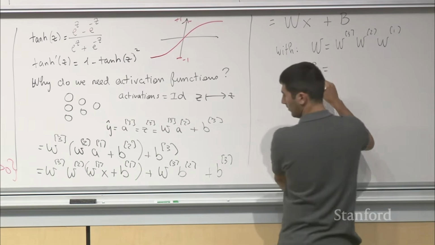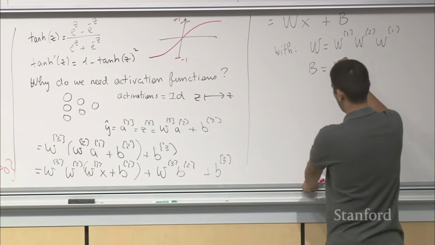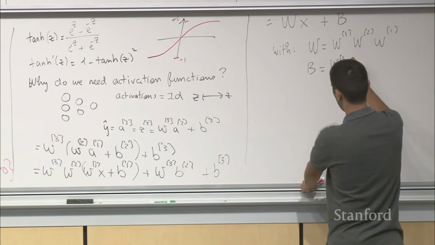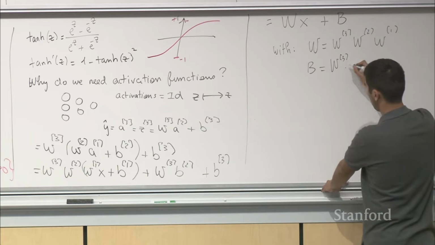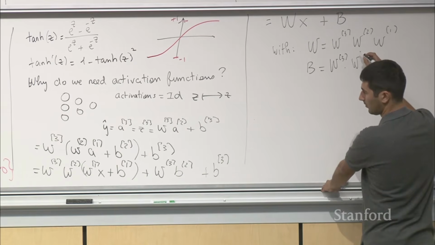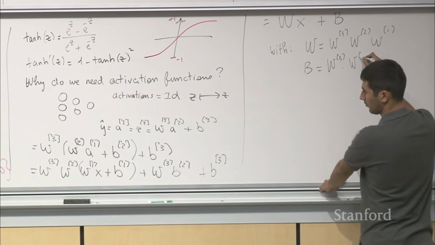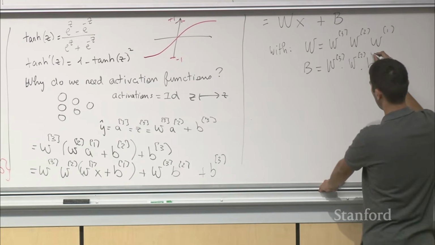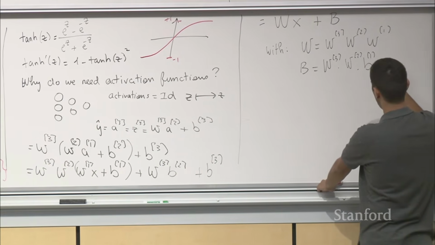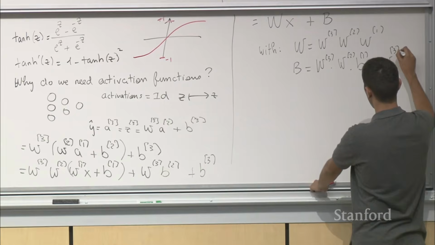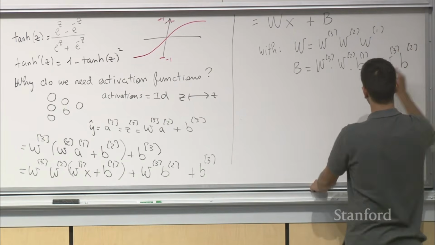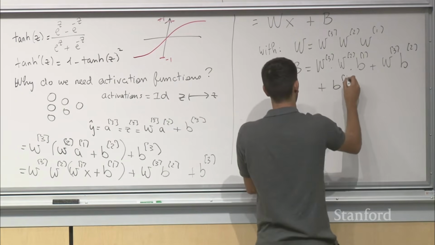And B equals W3 times W2 times B1 plus W3 times B2 plus B3.